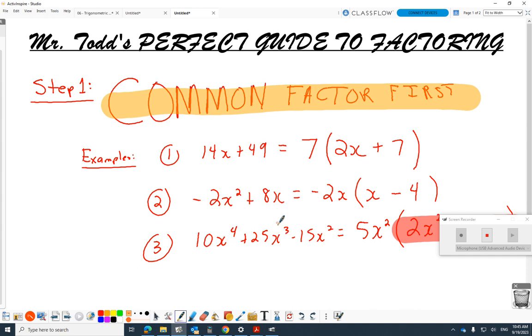Yes? Common factor first. For those of you watching this on a video, I've now gone back and put a star beside this. You were unimpressed when I wrote in big letters, like, oh, Ms. Todd, silly, you wrote in big letters. No, no, no. Common factor first. Yes?